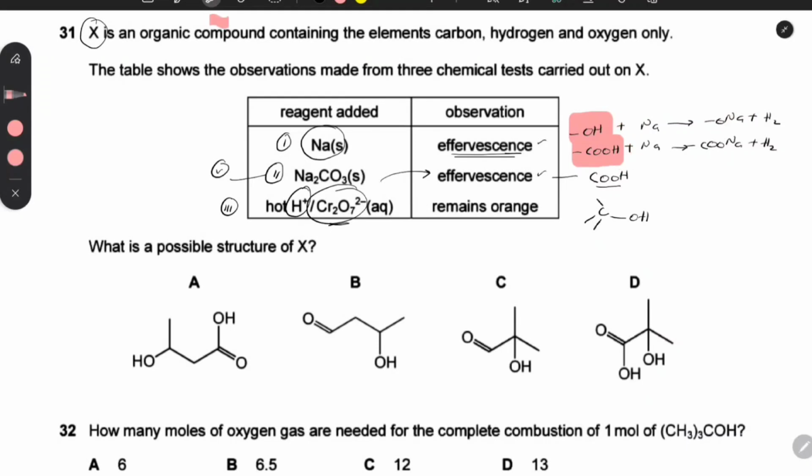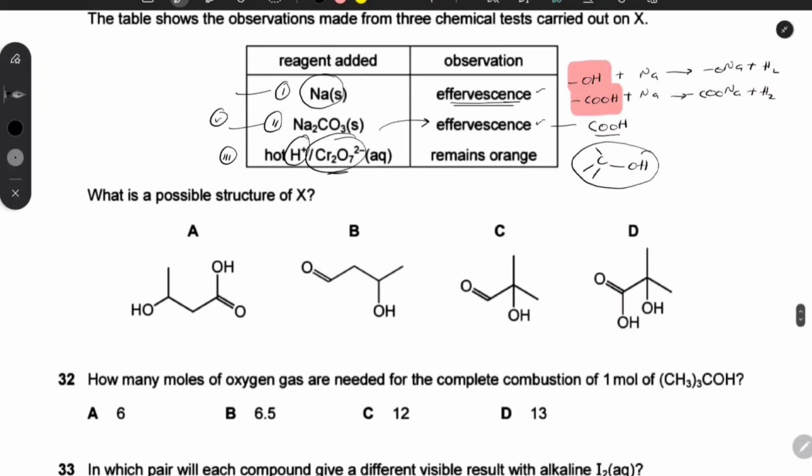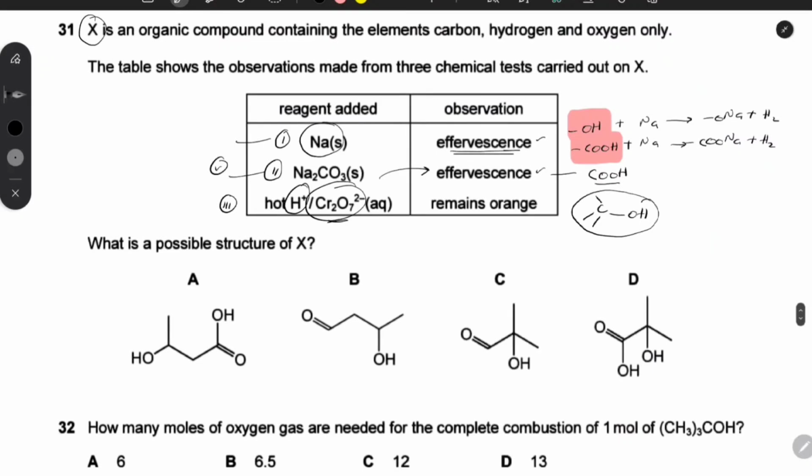So it means that there are two things. The first test indicates that there is an alcohol or a carboxylic acid. The second test confirms that there is a carboxylic acid group, and the third test confirms that there is an alcohol, but that alcohol should be a tertiary alcohol. Now what is the structure of X? The structure of X should be one which has both of these functional groups.